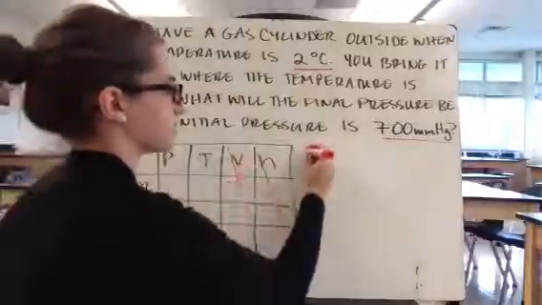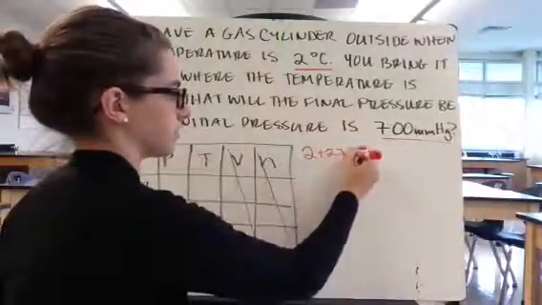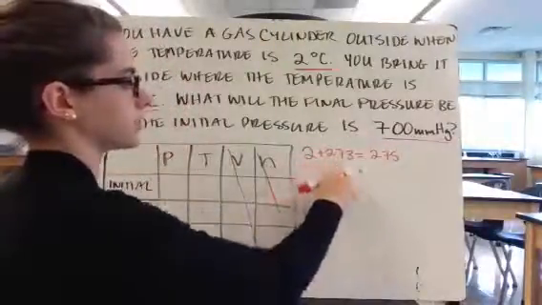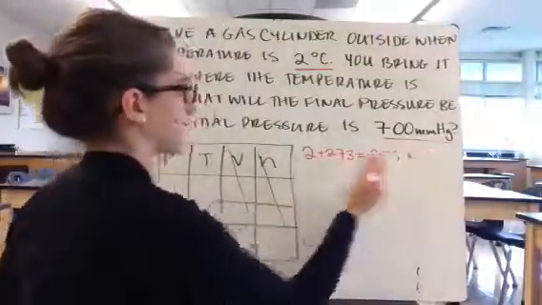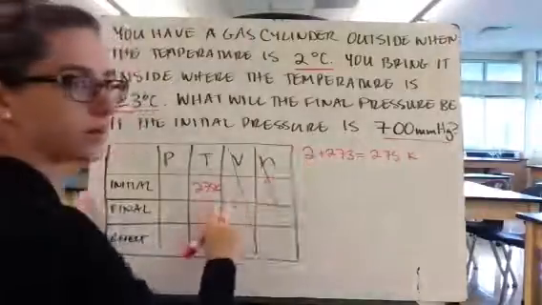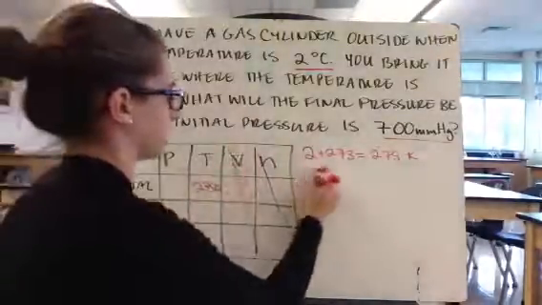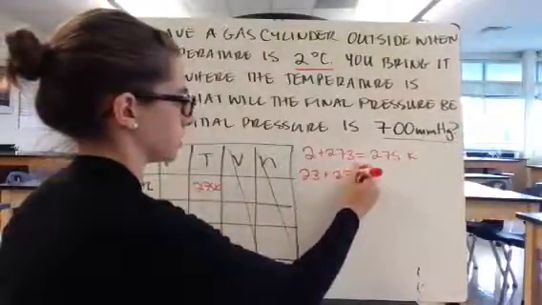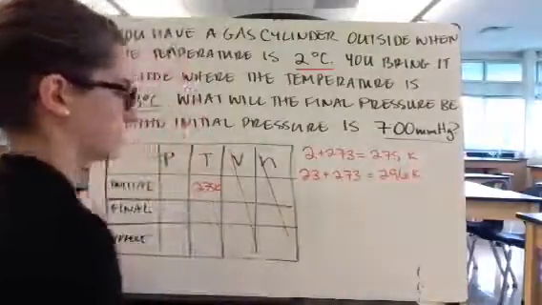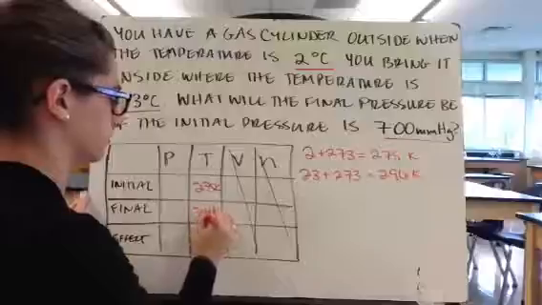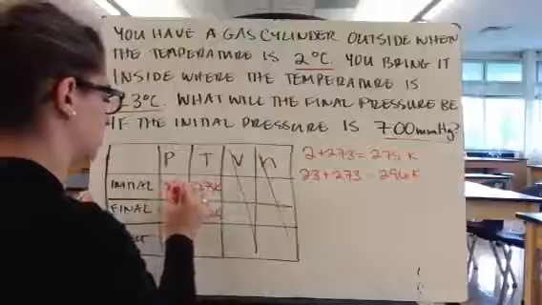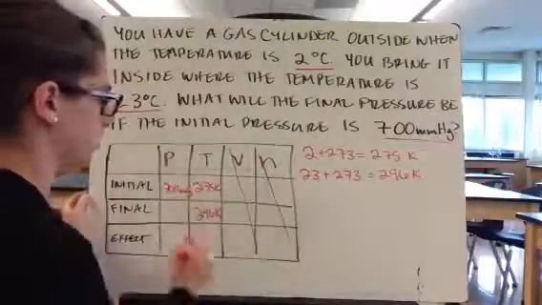We have these in Celsius, so the first thing we have to do is convert them to Kelvin. So I have my 2 degrees Celsius plus 273 gets me 275 Kelvin as my initial temperature. Notice I did that before I even started writing it in the box. And then I have 23 degrees Celsius plus 273 gets me 296 Kelvin. So that's my final. And my initial pressure is 700 millimeters of mercury.